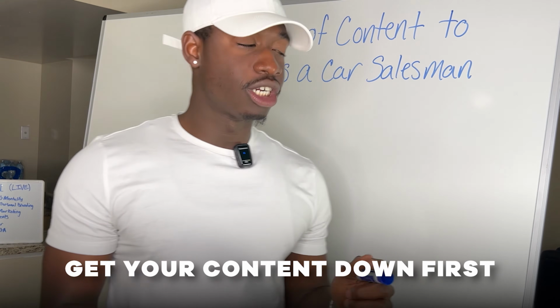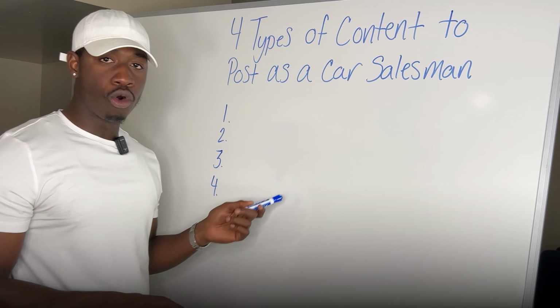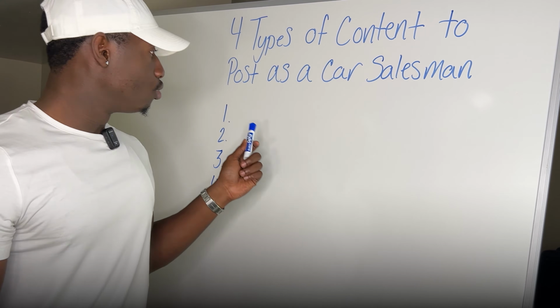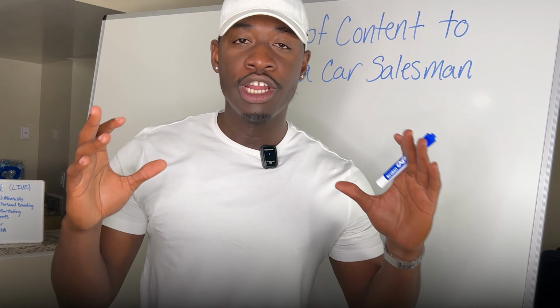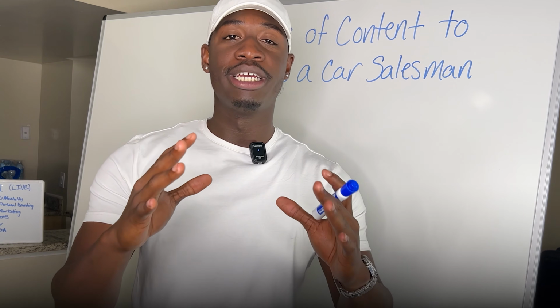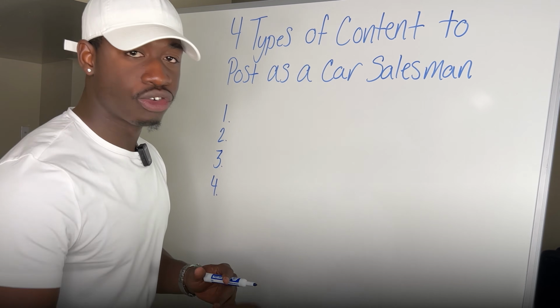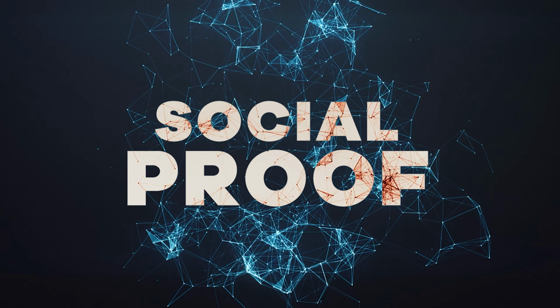So you're gonna wanna get your content down first, and we're gonna cover the 4 types of content you should be posting as a car salesman, going through each one step by step. Number 1, the most important piece of content you should be posting on your social media, so much that you should flood your Instagram page with it, is social proof.